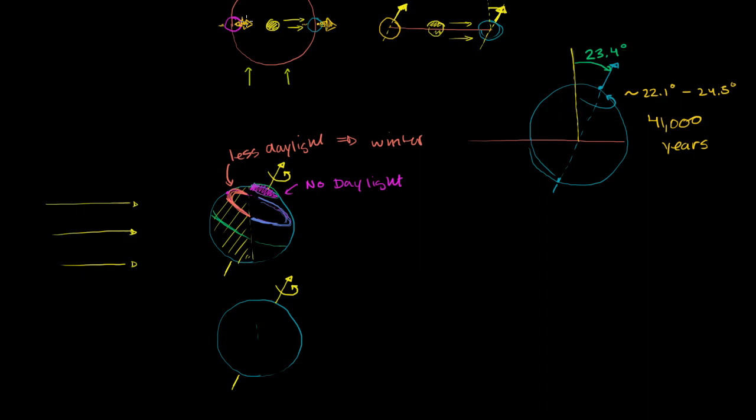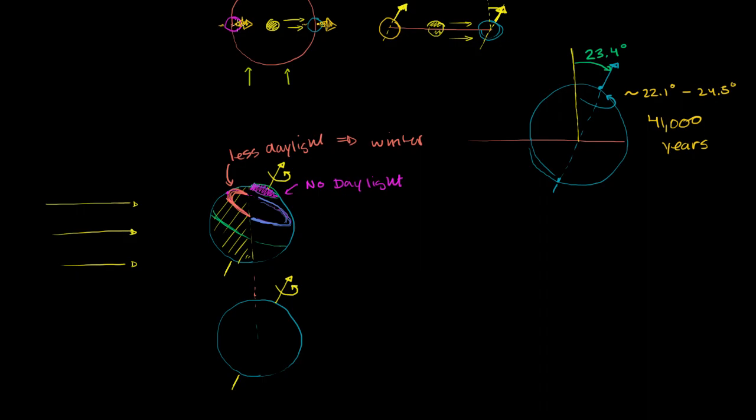And to see what happens in the summer, let's just go to the other side. So now we're going to the other side of our orbit around the sun. This is going to be 6 months later. And notice, the actual direction relative to the rest of the universe has not changed. We're still pointed in that same direction. We still have a 23.4 degree tilt relative to being straight up and down.